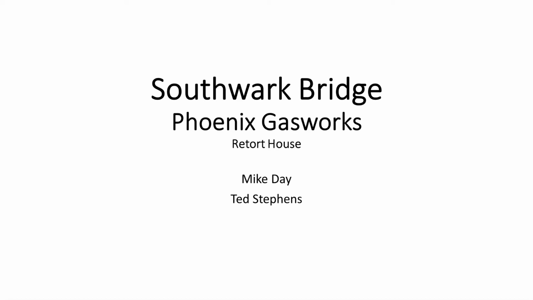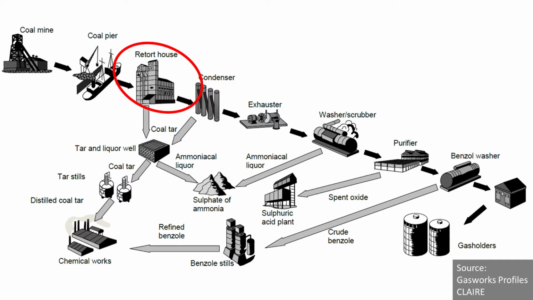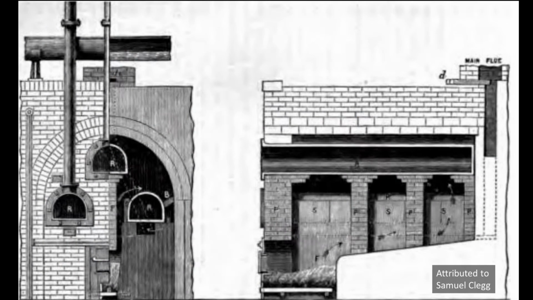In this video, we will look at how the retort house was made for the gasworks. The retort house is at the beginning of our gas production process. So how to make town gas? Well, you put coal inside a sealed chamber and cook it. This drives off the gas within the coal and leaves behind coke.